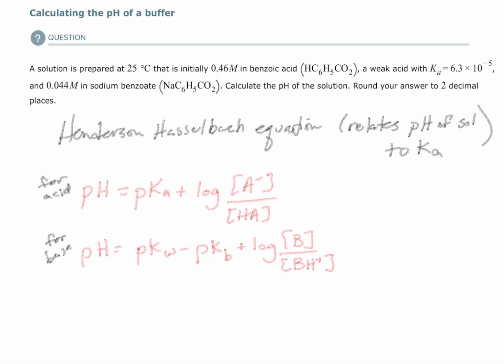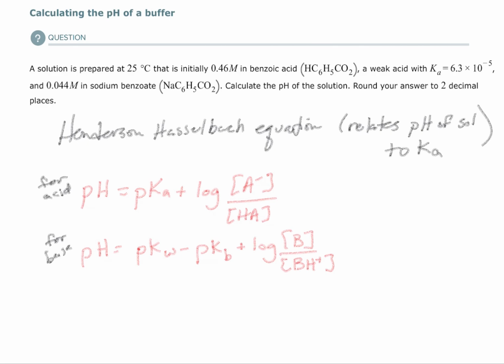If you have an acid, then the pH is going to be your pKa. Now remember, in order to find the pKa, you're going to take the negative log of your Ka. So in this case, I've got 6.3 times 10 to the negative 5. It'd be the negative log of that. That's the pKa, plus the log base 10 of your conjugate base divided by the molarity of the acid that you started with. That would be for an acid.